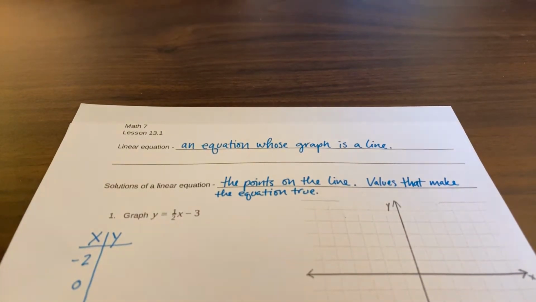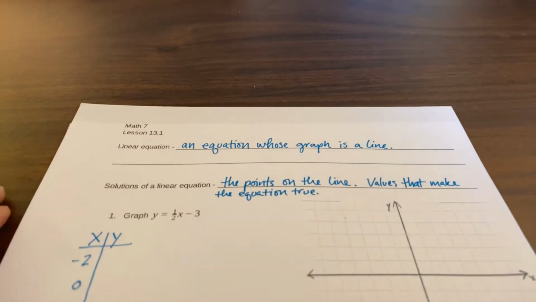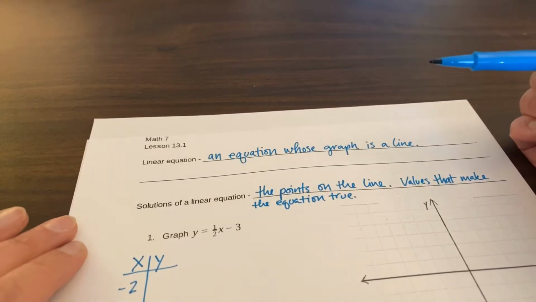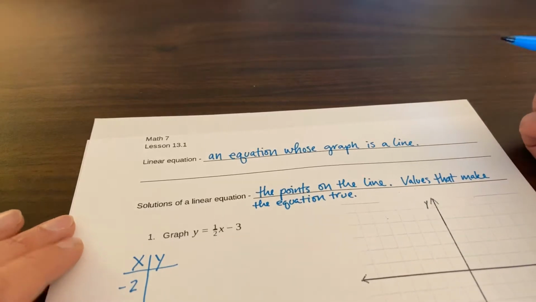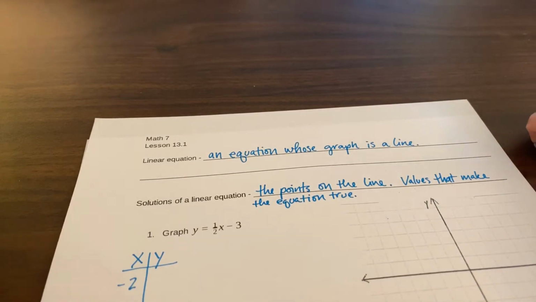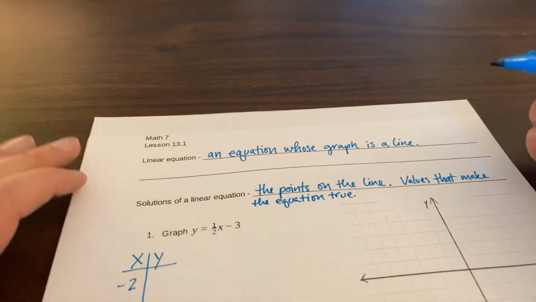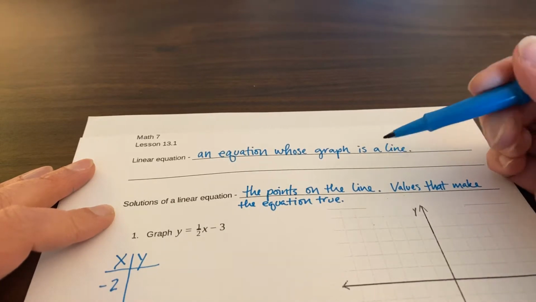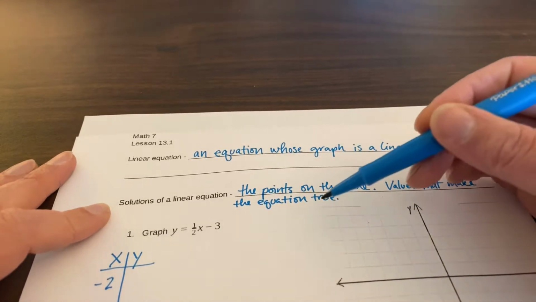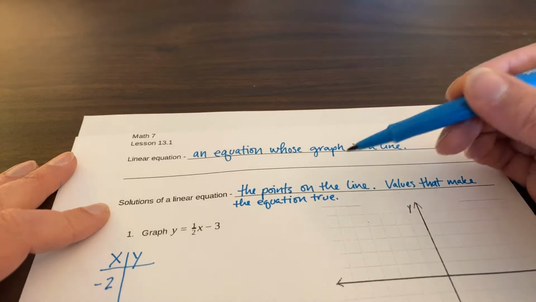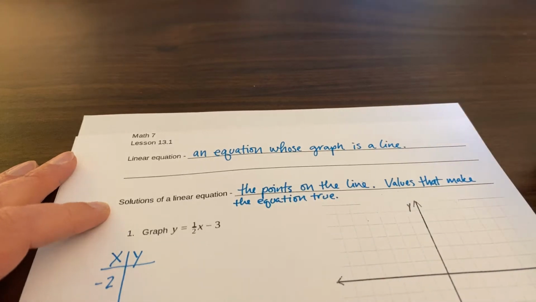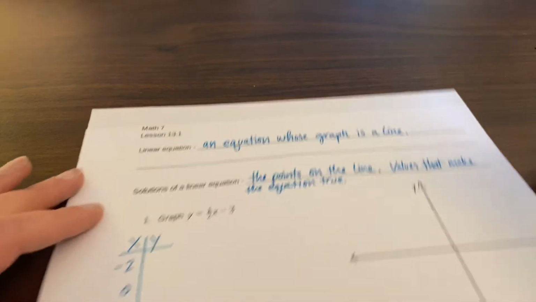I want to talk to you today about linear equations and graphing linear equations. A linear equation is an equation whose graph is a line, right? It has the word line in linear, right? Solutions of a linear equation are the points on the line. So they are the values that make that equation true. And those values, if we plot them on a coordinate plane, form a line. So let me show you how this works a little bit.